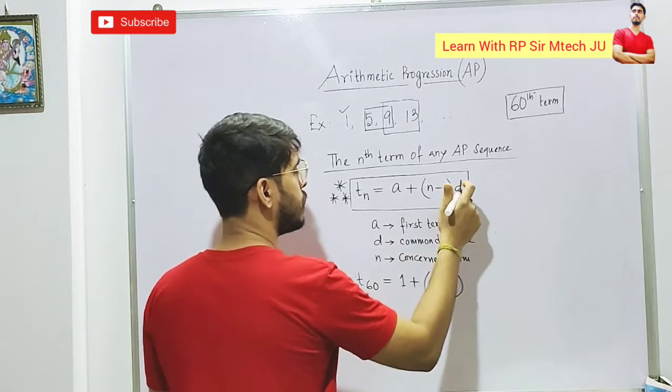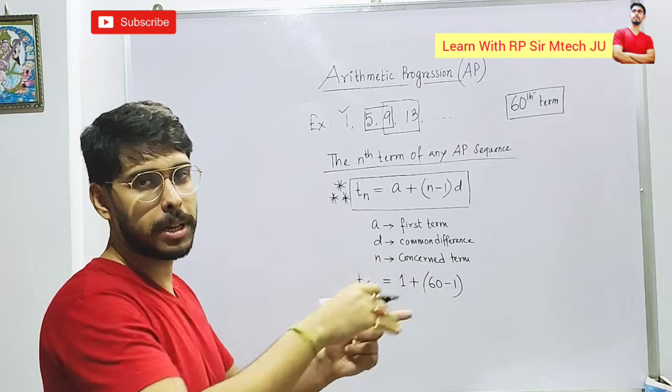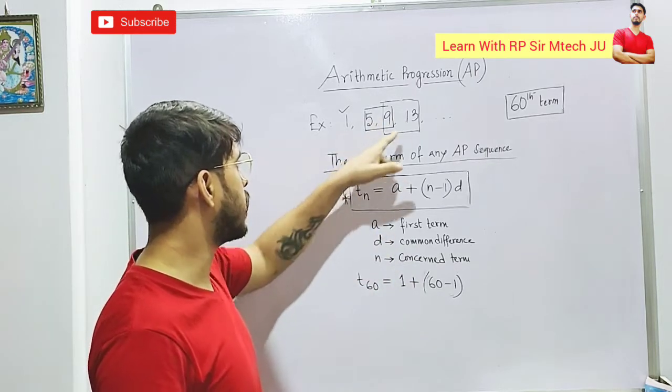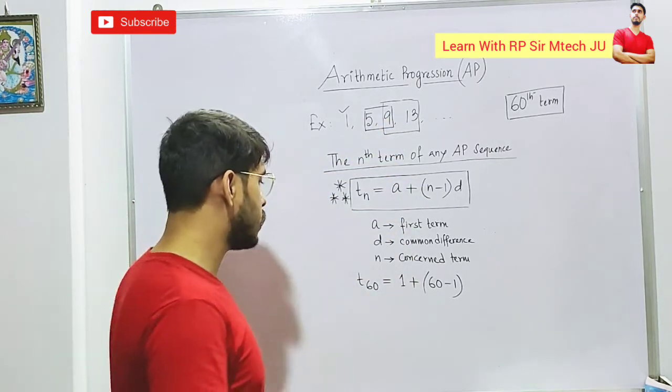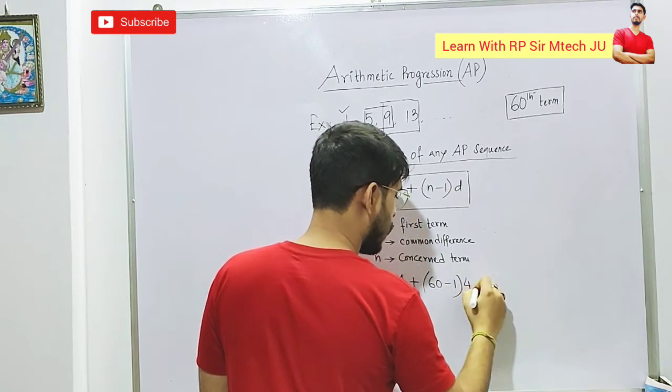D is the common difference. What is the common difference? 5 minus 1. Every second term minus the first term, or 9 minus 5, or 13 minus 9, anything. So the common difference is 4. So what is the answer we are getting?